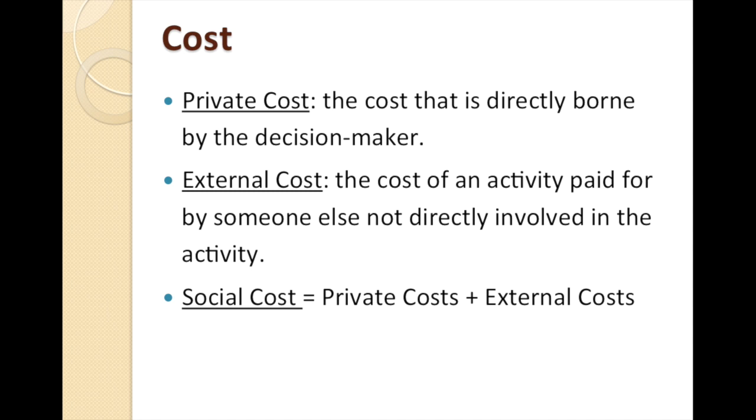The cost includes private cost, external cost, and social cost. Private cost is the cost that is directly borne by the decision maker. External cost is the cost of an activity paid for by someone else, not directly involved in the activity. Social cost is the total cost of producing a good or service, including both private cost and external cost.